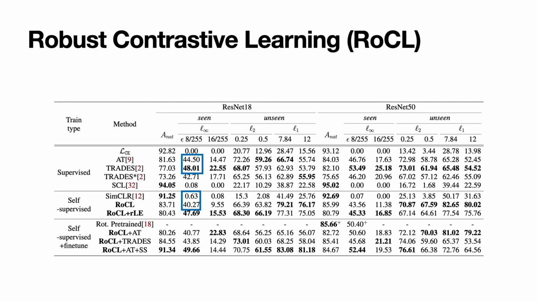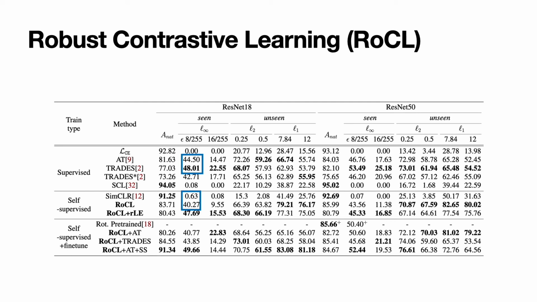The unit of figures in this table is accuracy. Our models are trained with L infinity. Thus, L infinity is the seen adversarial attack, and L2 and L1 attacks are unseen. We first compare ROCL against SimCLR, which is a vanilla self-supervised contrastive learning model. The result shows that SimCLR is extremely vulnerable to adversarial attacks.